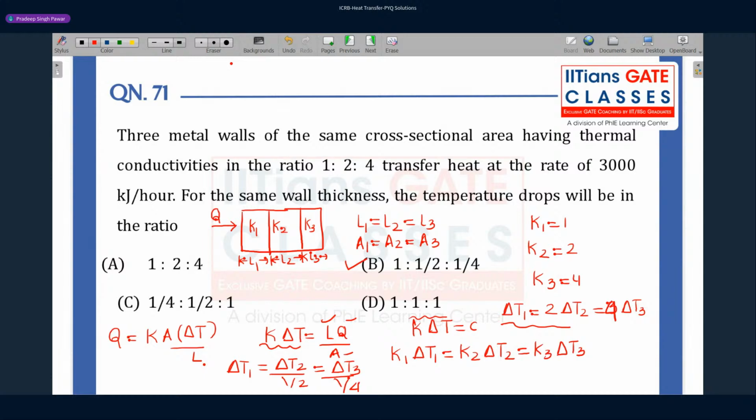If the first one has a delta T of 100, the second one will have a delta T of 50. The third will have a delta T of how much? It will have a delta T of 25. Why? Because the first one has a thermal conductivity of, let us say, 1, the second has 2 watt per meter Kelvin, and the third has 4 watt per meter Kelvin. The one with the highest thermal conductivity will have the minimum temperature drop. So the answer here is B.